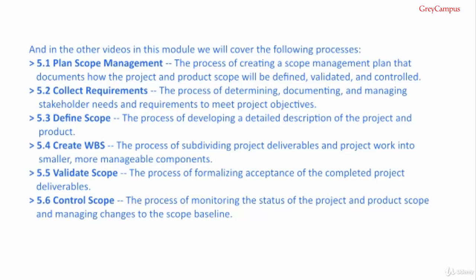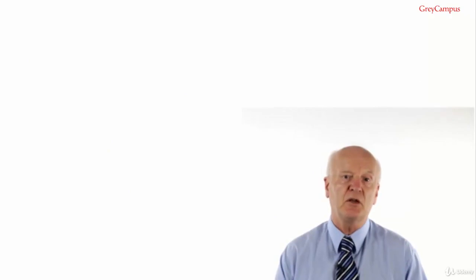5.5 Validate Scope, the process of formalizing acceptance of the completed project deliverables. 5.6 Control Scope, the process of monitoring the status of the project and product scope and managing changes to the scope baseline. What is scope?